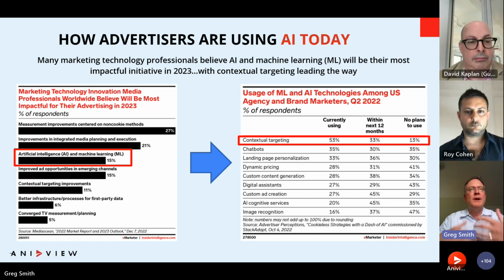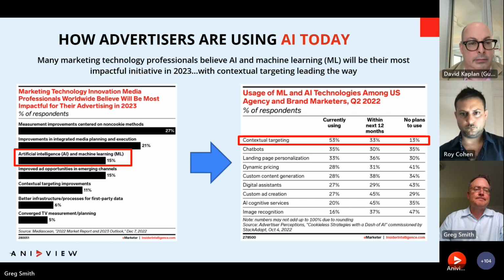When they were asked, what are the top initiatives that you'll take on to move the needle for your business moving forward? Artificial intelligence and machine learning was ranked number 3, pretty significant. And in another survey of agency and brand marketers, when they were thinking about how they're going to use machine learning and artificial intelligence, again, contextual targeting was at the top of the list.